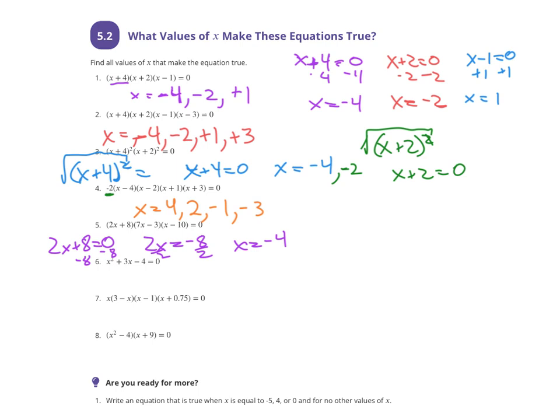7x minus 3. Set it equal to 0. Add 3 to both sides. 7x is equal to 3. Divide by 7. x is equal to 3 over 7. Leave it as a fraction. And for the third factor, just switch the sign and you get positive 10.